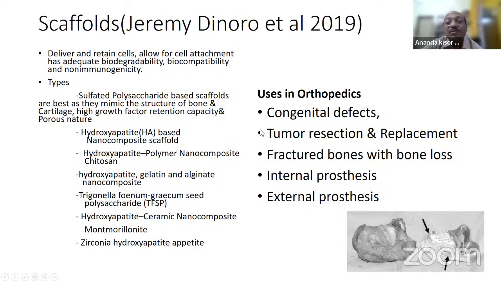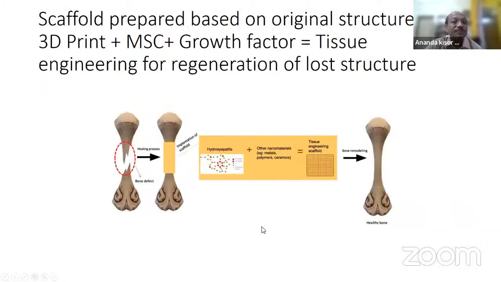So basically, scaffolds are used in tissue engineering, and that can be used in congenital defects, tumor resection and their replacement. As you can see, I already showed it. Fractured bone with large bone loss, how it can help, I already showed it. Also for production of internal prosthesis, which is customized, specifically designed for patient-specific diseases or deformity, or the external prosthesis that can be used. I already showed it. Now, scaffold prepared based on the original structure.